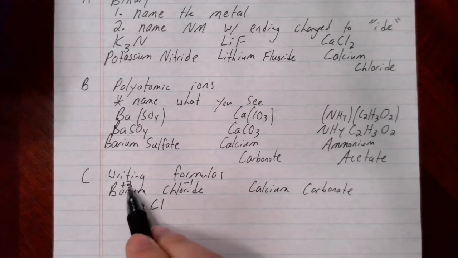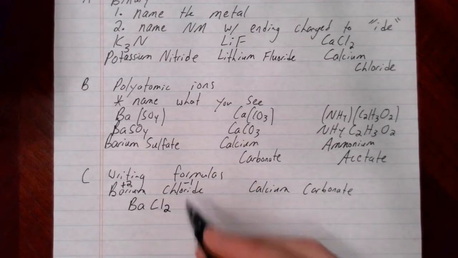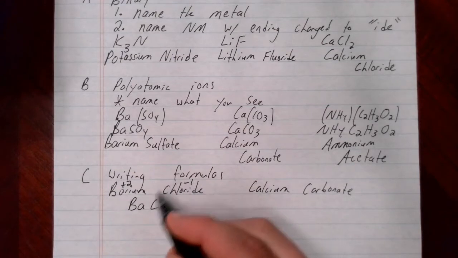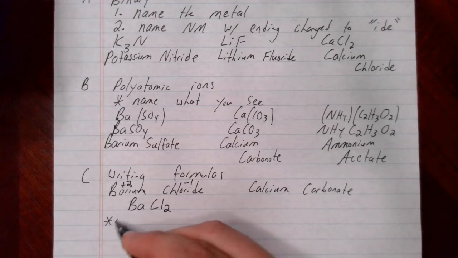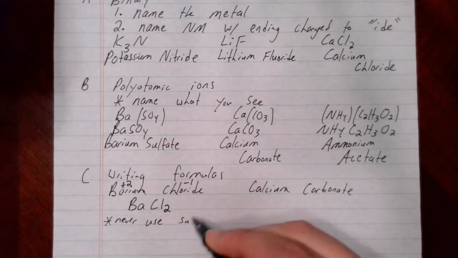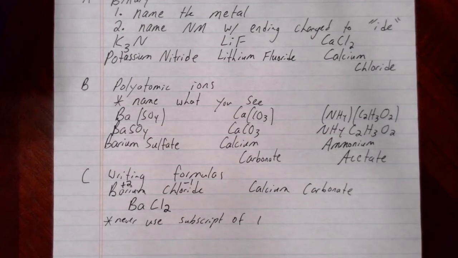Barium had a 2. I flip that and it goes to chlorine. Chloride had a -1. The absolute value of that is just 1, so I write that by barium. But you never write a 1, okay? So never use a subscript of 1. If you do it, it's not the end of the world. It's just not the best way to write it. So that's your final answer, barium chloride.